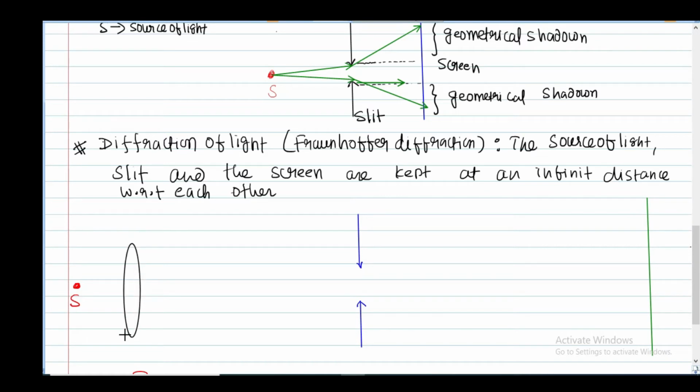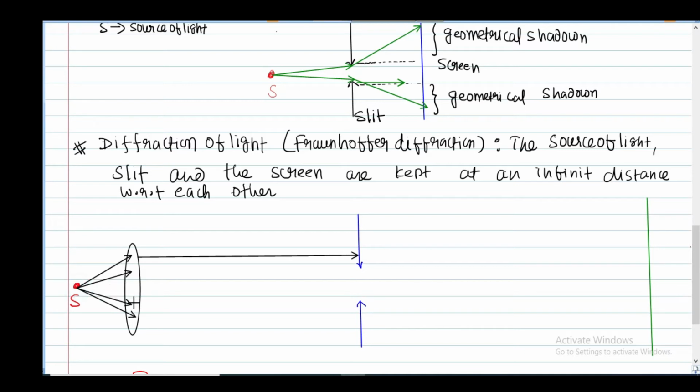Here is one lens, and this lens is placed in such a way that the source of light is just at the focus of this converging lens. Then what will happen? The light rays which are coming from this source of light will become parallel to each other, and you will get the parallel wavefront, or plane wavefront. The light rays now will move like this.